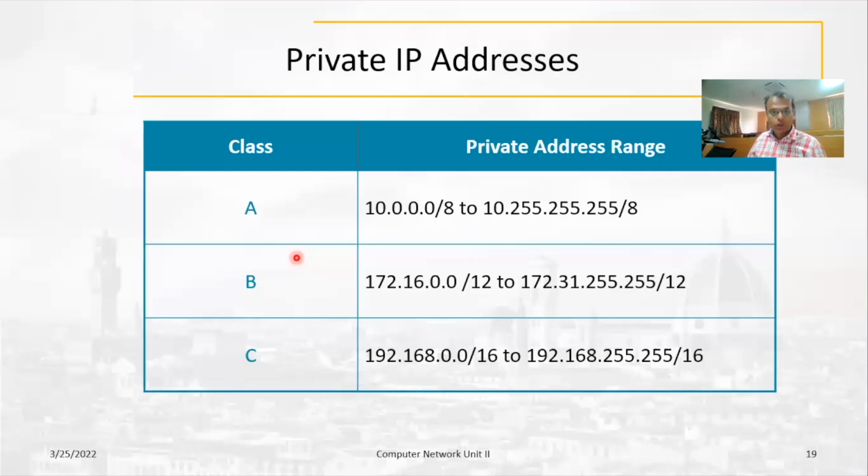So what are the private addresses in each class? Which are the available private addresses? In class A, this is the range: 10.0.0.0 that you can use for private addressing. For class B, you can use 172.16. This is the range of private addresses. In class C, 192.168.0.0 to 192.168.251. So any IP address range in this table you can use for private IP addressing.